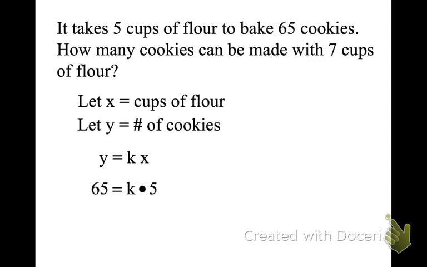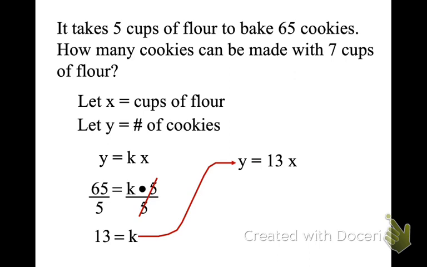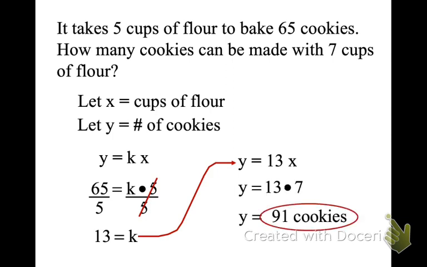Okay? And then we find out what our k is. Now I take that 13 and I substitute it in, and now I'm going to say how many cookies can we make with 7 cups. So I substitute it in. And again, I mentioned that this could be done. Direct variation equations are proportional.